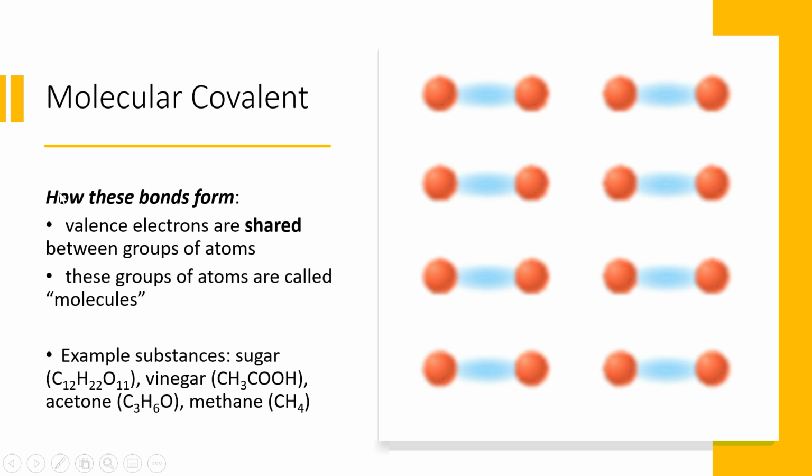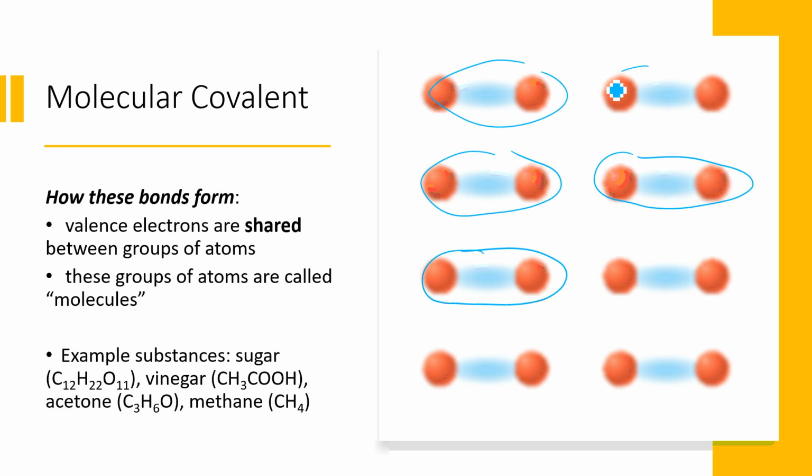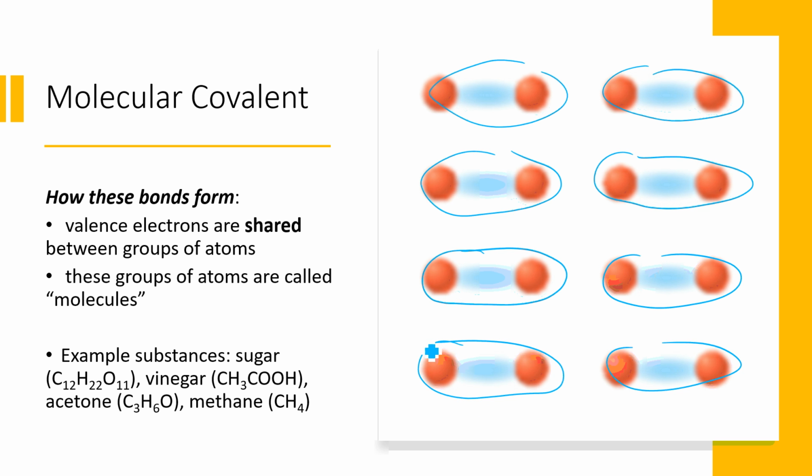Okay, so what are molecules here? I just said ionic compounds are not molecules. So what are molecules? Molecules are these groups of atoms that are sharing electrons. This picture shows 8 separate molecules here. Some examples of things that are molecular covalent would be sugar, vinegar, acetone, methane. Those are all molecular covalent compounds.